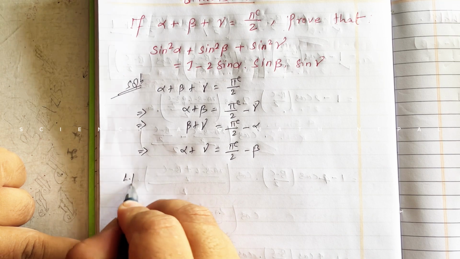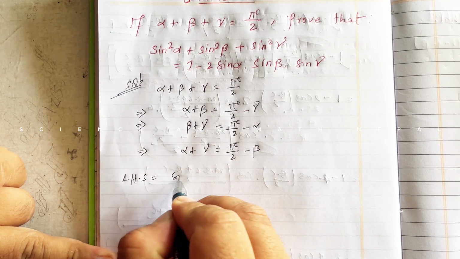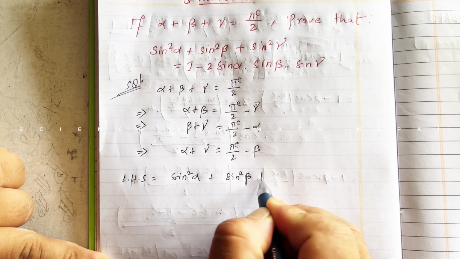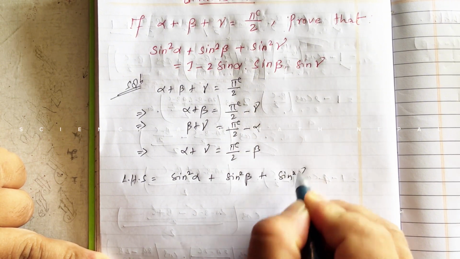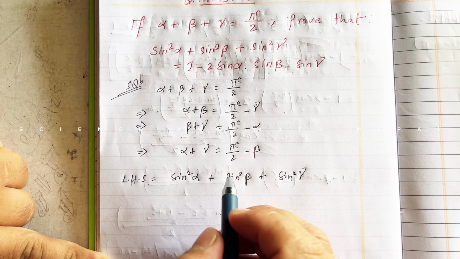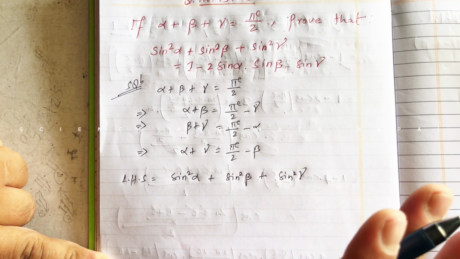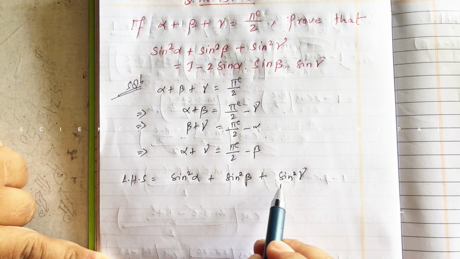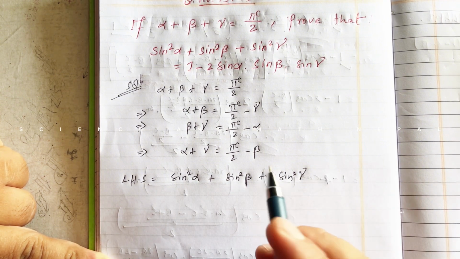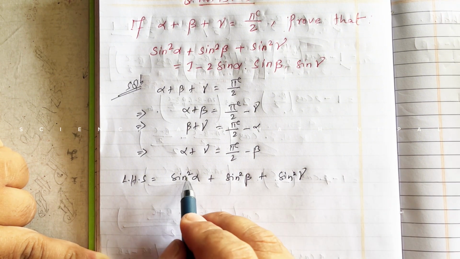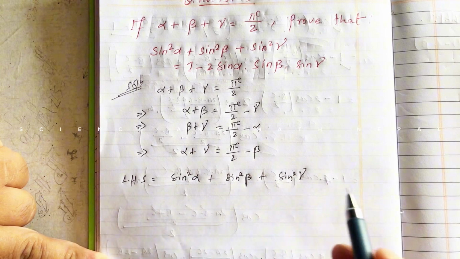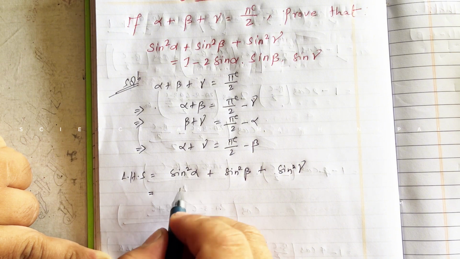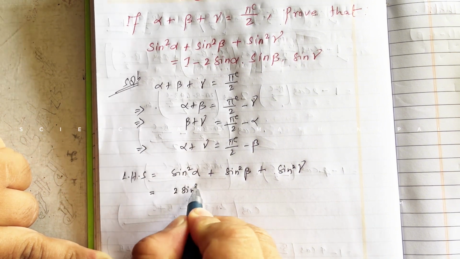Now, starting with LHS, we have sin square alpha plus sin square beta plus sin square gamma. Now, in this type of question of conditional trigonometry, we need the given terms in the form of sin C plus sin D or sin C minus sin D, but it is not in that form, it's square over here. So what to do? Let's multiply sin square alpha with 2 sin square alpha.